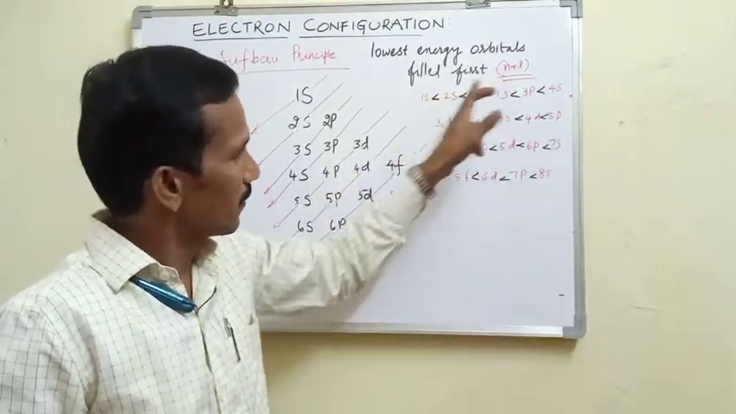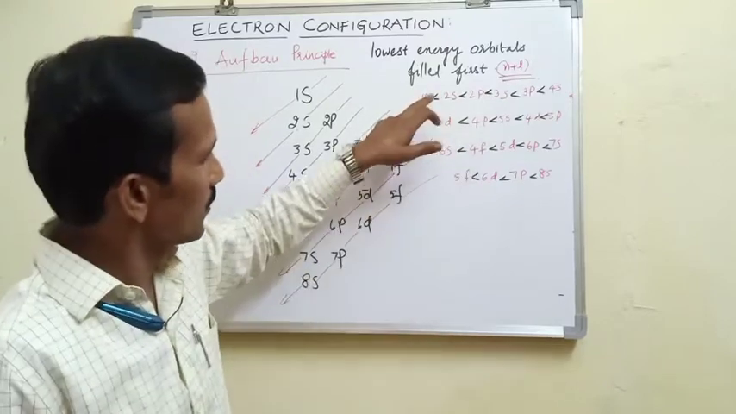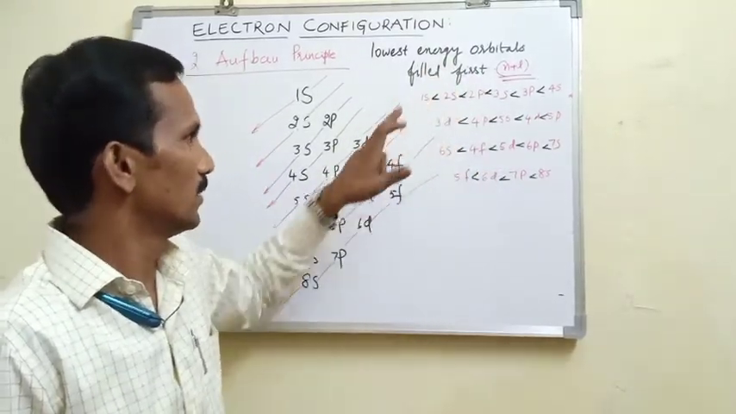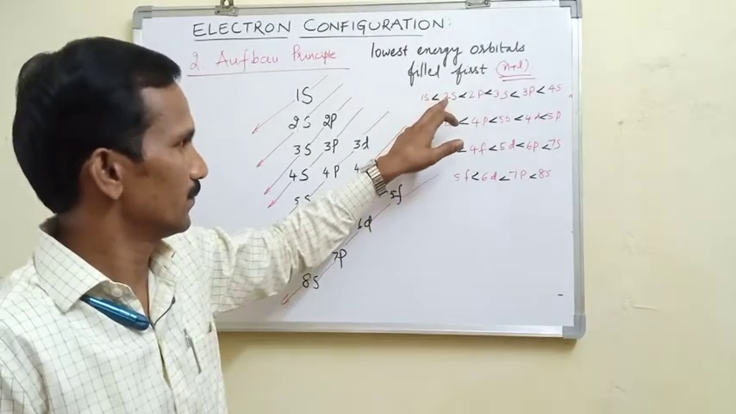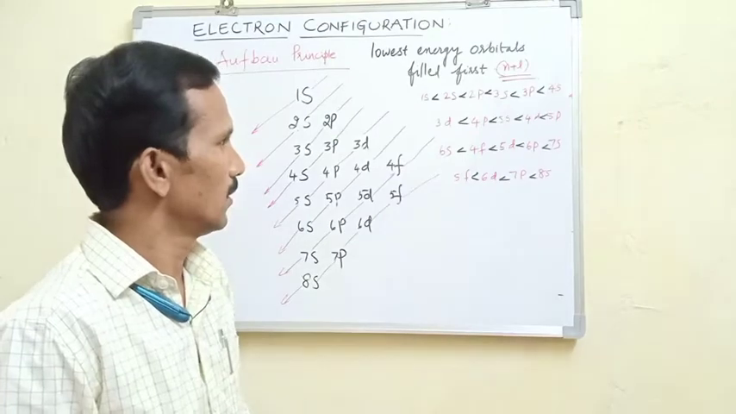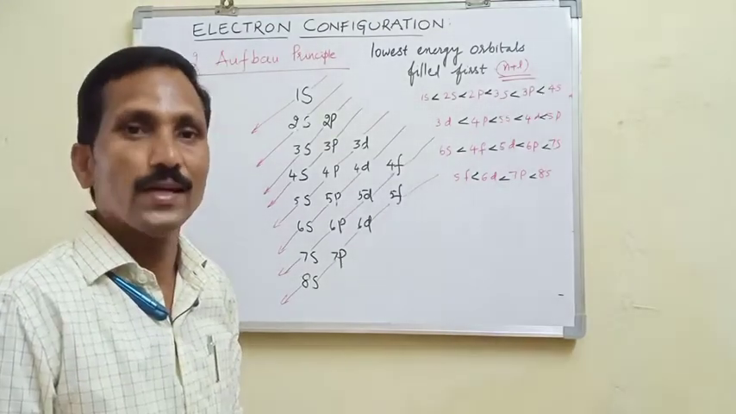This is the order of n plus l value. The lowest energy level orbital is 1s. 1s is less than 2s, 2s is less than 2p, 2p is less than 3s. In this order we fill the electrons.